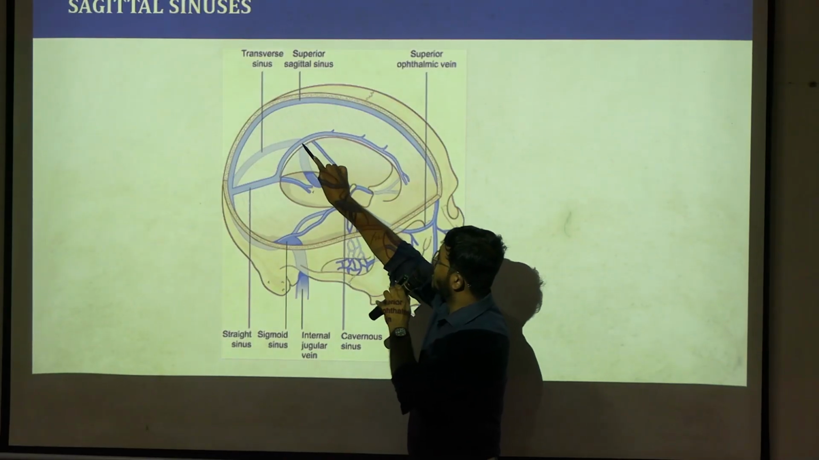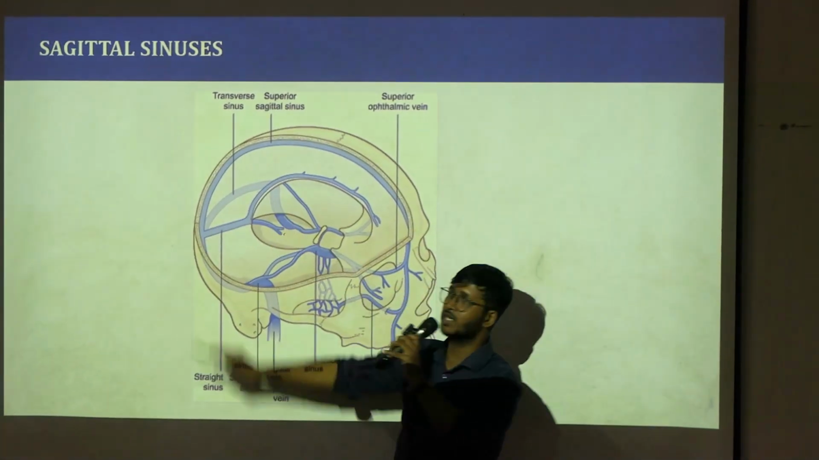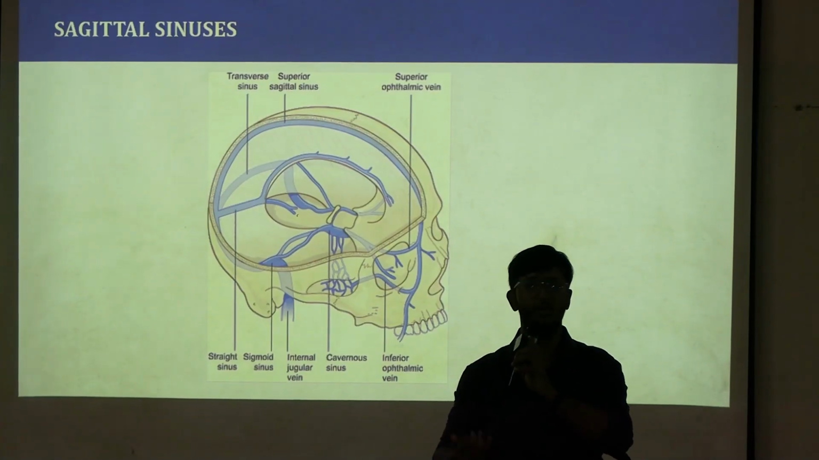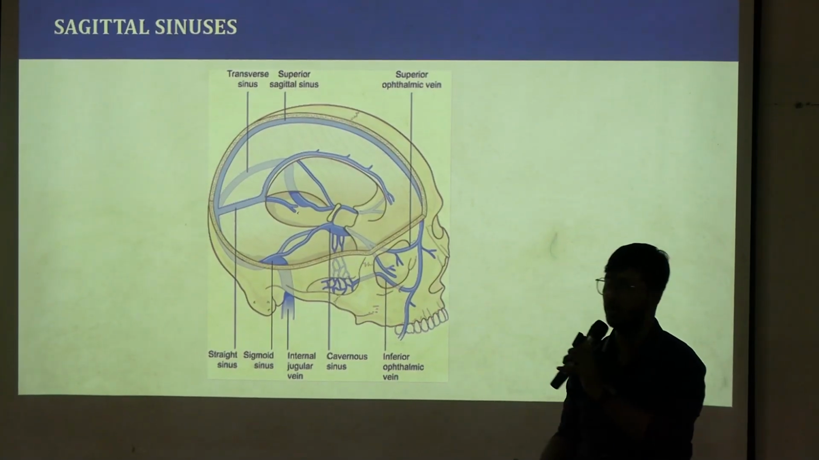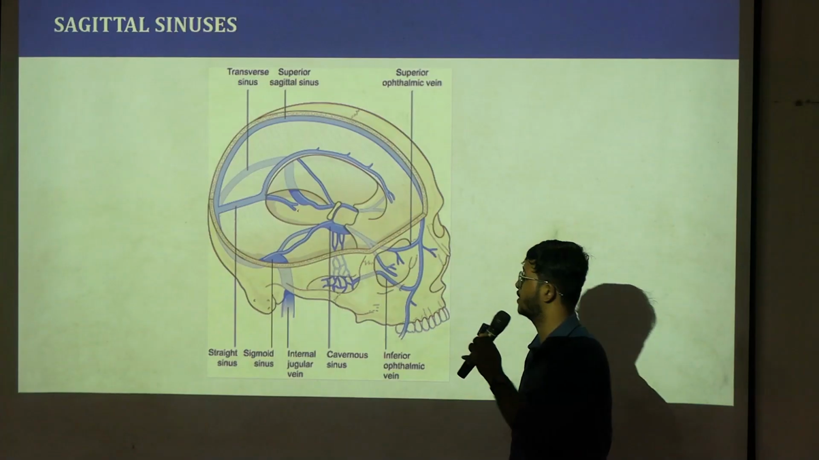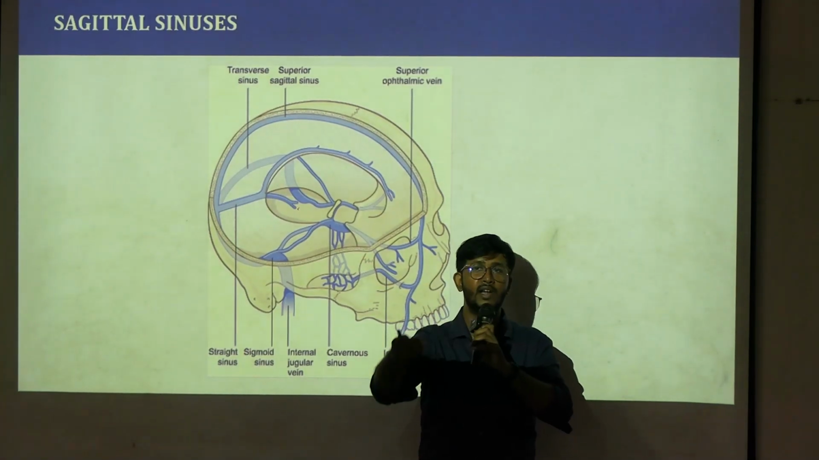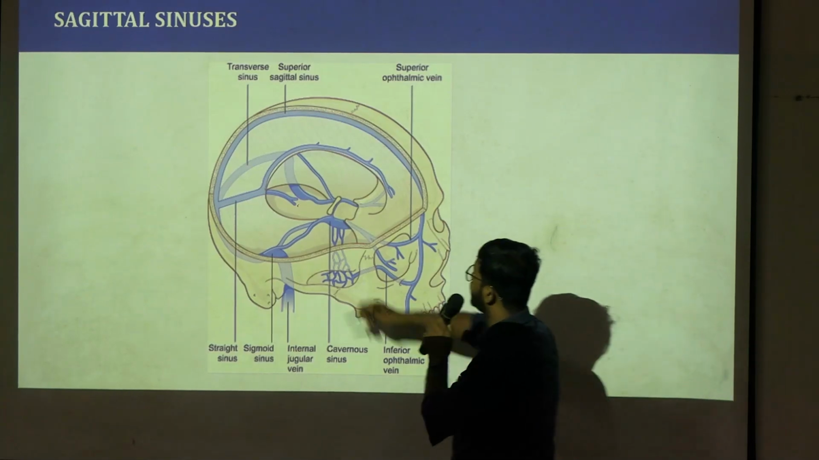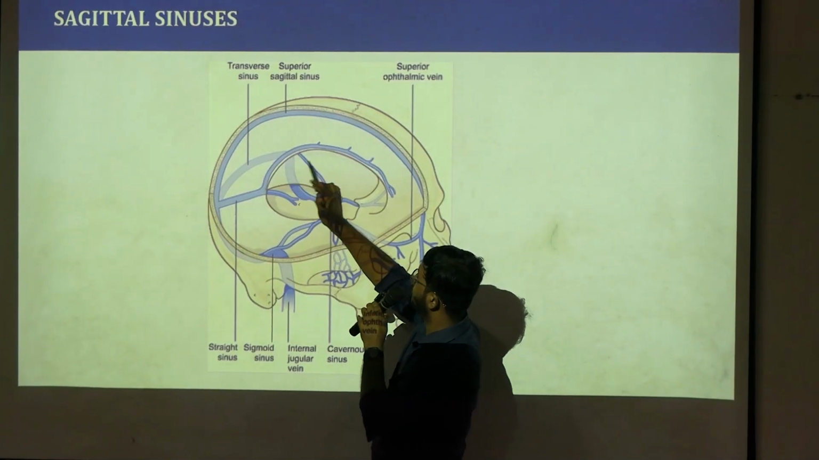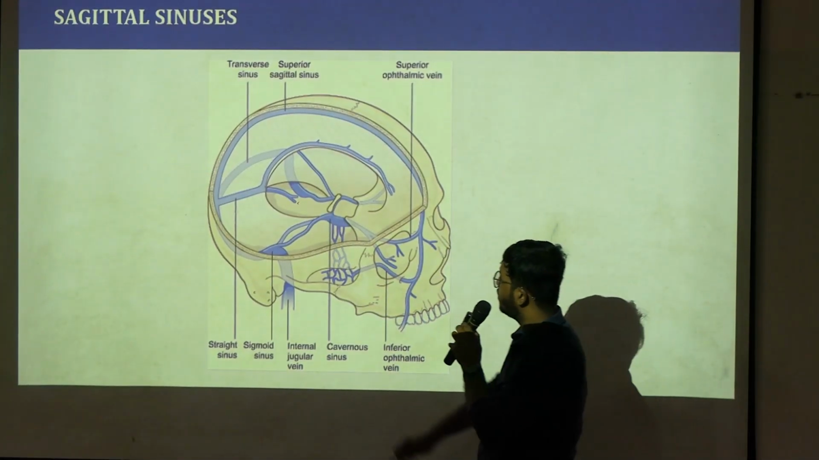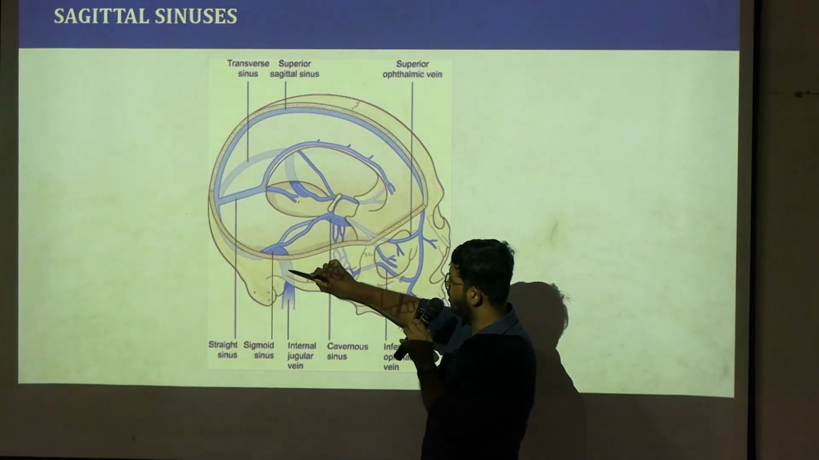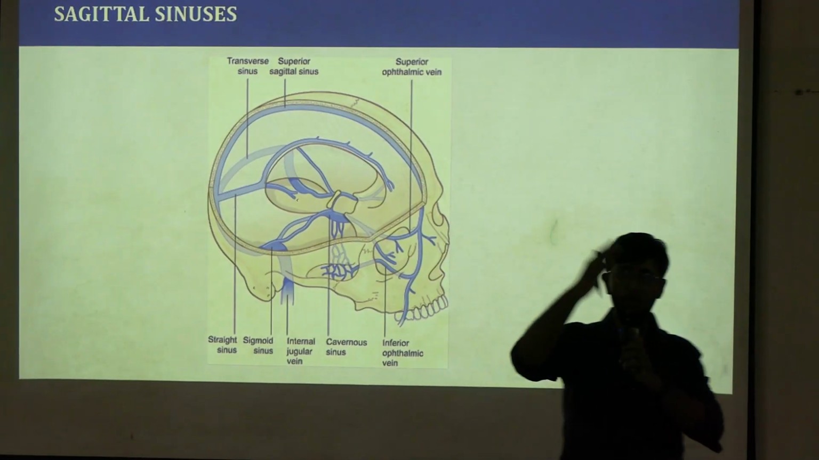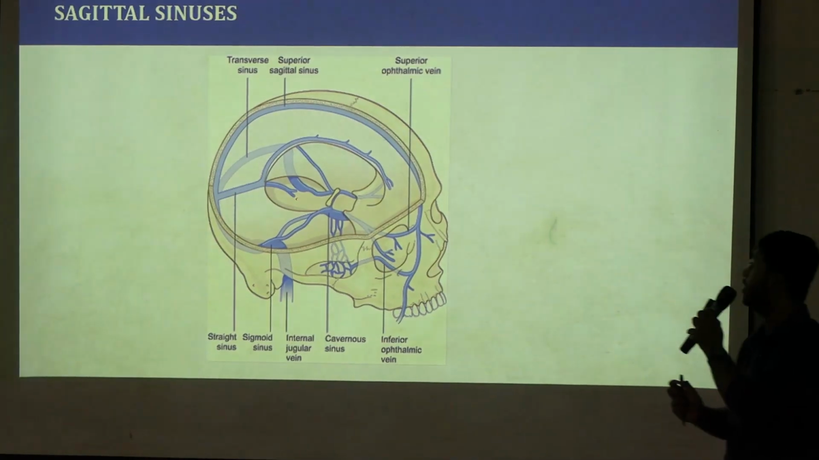Here you can see an S-shaped band, that is your sigmoid sinus. In our body, whenever you see an S-shaped band, we call it sigmoid, for example the sigmoid colon. Here we have the sigmoid sinus. And a knee-shaped band, we call it genu. Now this sigmoid sinus finally drains into the internal jugular vein. So that is the whole structure of the venous drainage of the brain.